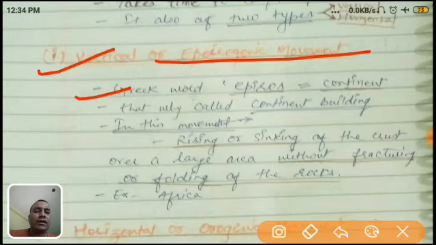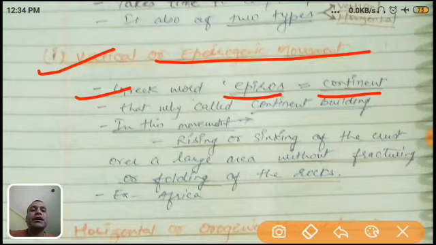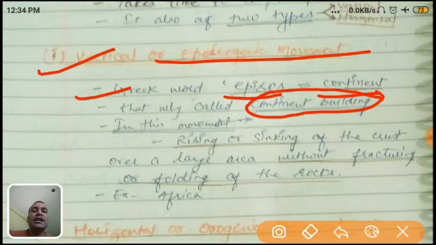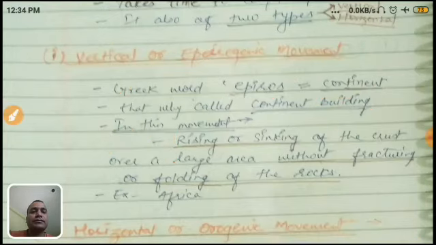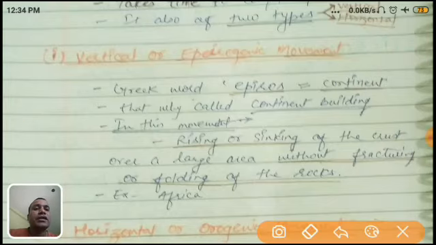What is it called? Vertical or the epeirogenic movement. In the Greek word, epeiros means the continent. That's why this vertical movement is also called the continent building. In the last lecture I already explained what a continent is. Just like the islands, they are big land masses which are called the continents. In this movement there is rising or shrinking of the crust over a large area without fracturing or folding of the rocks.